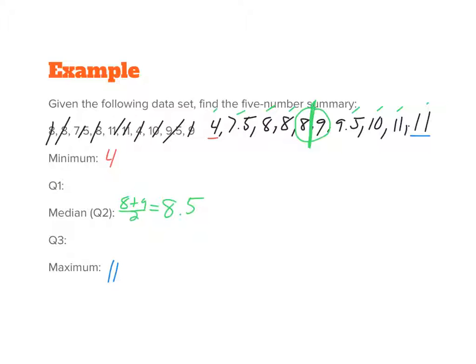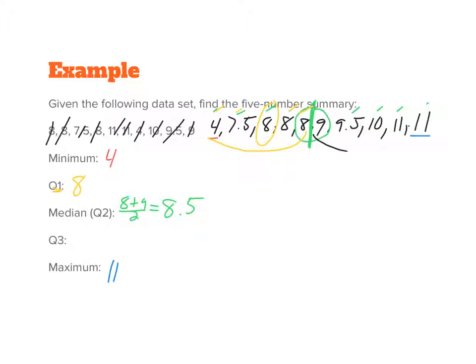For my quartile 1, again, I take all of the numbers to the left of my median, and I find the median of those. So 1, 2, 1, 2. And I've got my median right there. My quartile 1 is a value of 8.